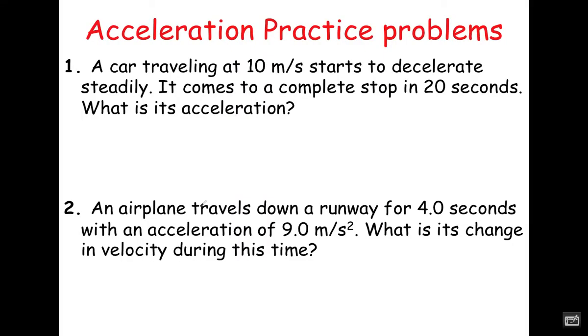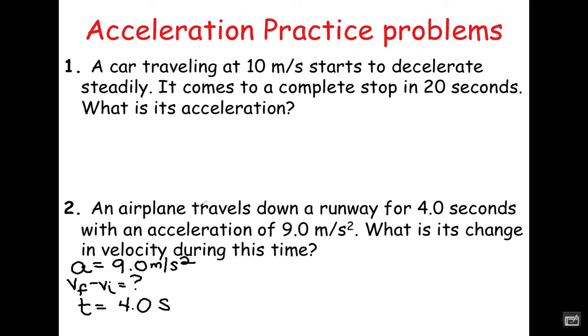Okay, an airplane travels down a runway for 4 seconds with an acceleration of 9 meters per second squared. What is its change in velocity during this time? So we have a is 9 meters per second squared. Now when it's talking about change in velocity, it's looking for the quantity vf minus vi. And the t is 4 seconds.